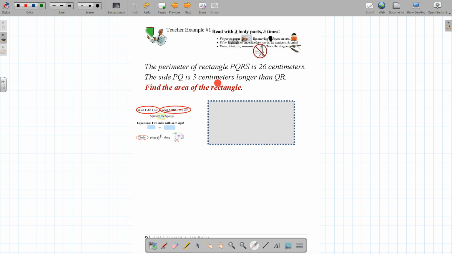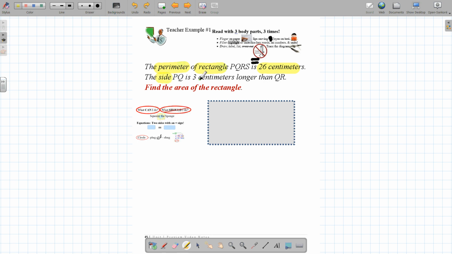That's 2. Draw, label, list, cross out. Ready? PQRS. Put your pencil there. P, Q, R, S. Why did I go this way? Because I know that side length PQ has to be longer than QR. So QR is a shorter side, PQ is the longer side.